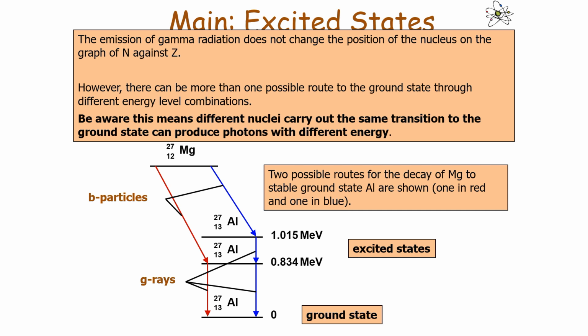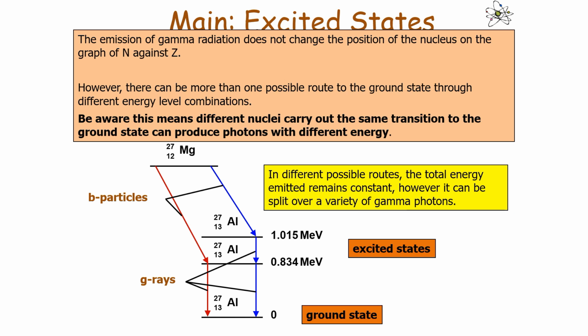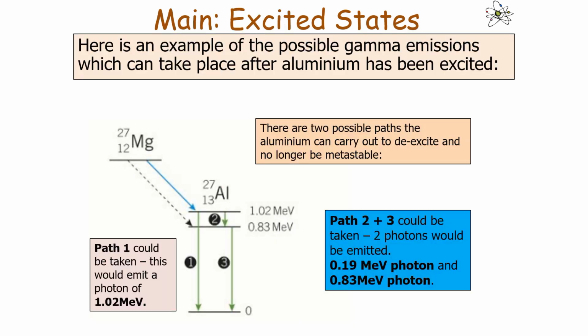Aluminium, the nucleus, is then still excited, and then it will decay into its ground state. But there are two possible routes of decay from the excited aluminium to the ground state aluminium. So as you can see, in the different possible routes, the total energy emitted remains constant. However, it can be split over a variety of gamma photons. So let's have a look at this example in a little bit more detail. So let's have a look at the possible gamma emissions which can take place after the aluminium has been produced but is still excited.